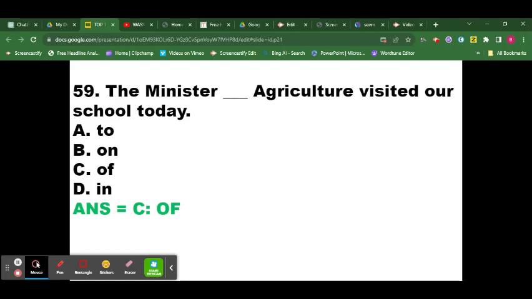So here we're dealing with prepositions. A preposition is always a word used to indicate relationship. There's a relationship between the minister and agriculture, and then the preposition of is used to indicate that. And so this preposition of is showing us the relationship as well as the position in that particular expression. So question number 60.